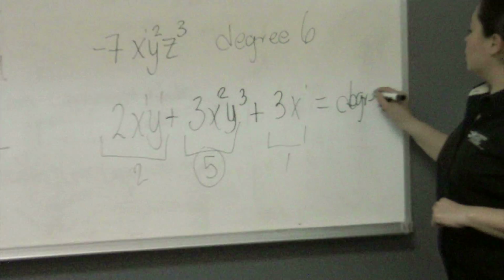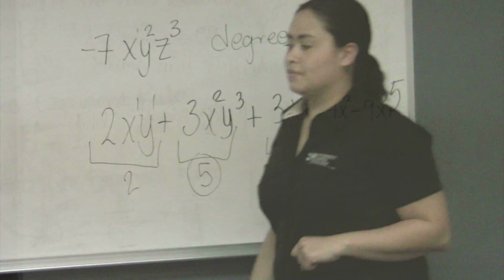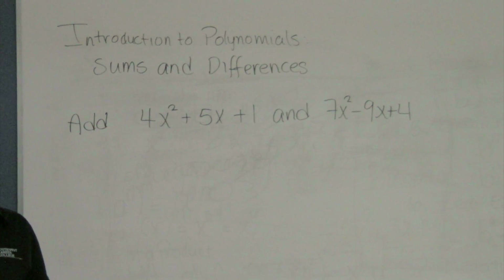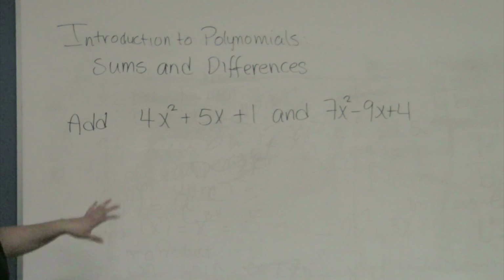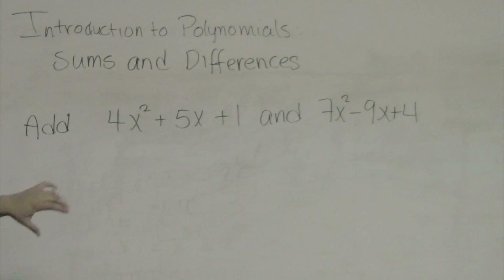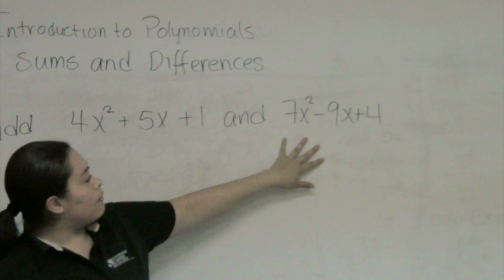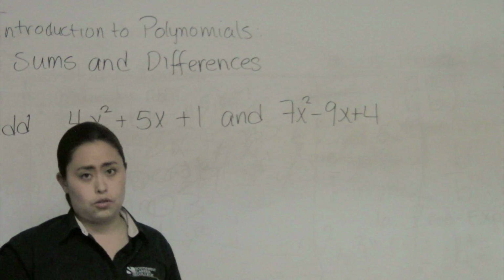So my degree on this polynomial is 5. Let's continue now with sums and differences, including polynomials. You will read on the test, add the following. We have 4x squared plus 5x plus 1 and 7x squared minus 9x plus 4.